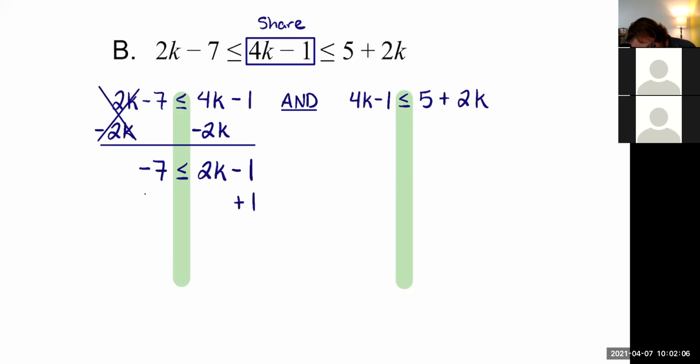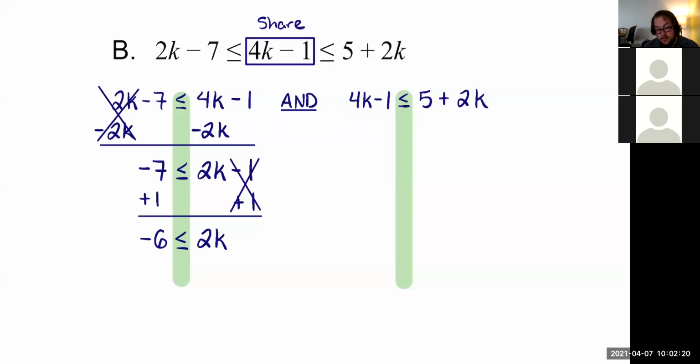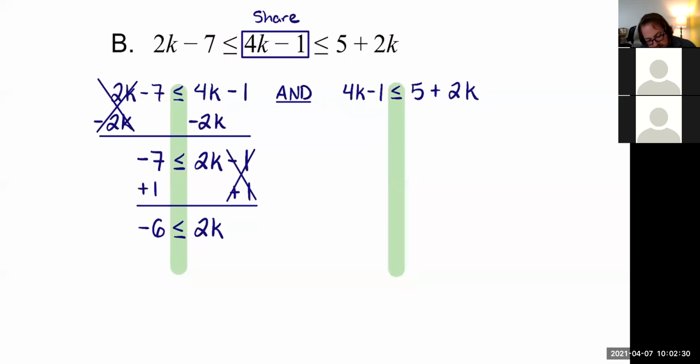Yep. Add that 1 to both sides. -7 plus 1 is going to give me a -6. Less than or equal to 2k. The -1 plus 1 is 0, which goes away. What's last? We don't want to move all of 2k, just the 2 off of it. And how are you going to break that 2 off of it?